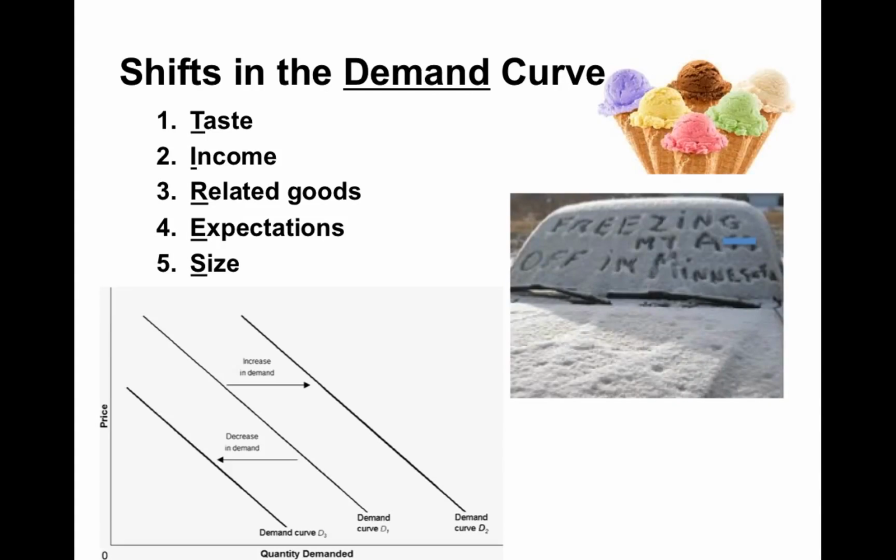Expectations. If you know it's going to be cold, then you're probably not going to buy ice cream. So if it's warm today and it's going to be colder next week, I might buy my ice cream right now.